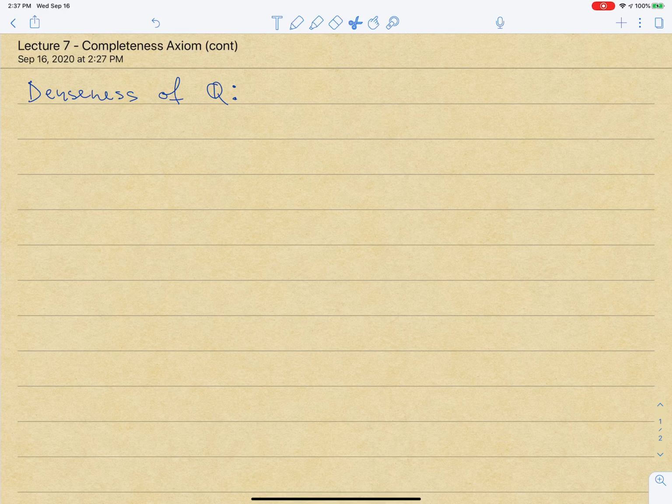Today I'm going to discuss another consequence of the completeness axiom, and it is a fact to which I referred to a couple of lectures ago, the fact that between any two real numbers you can always find a rational number. And so without further ado, let's formulate the theorem that we're going to prove.